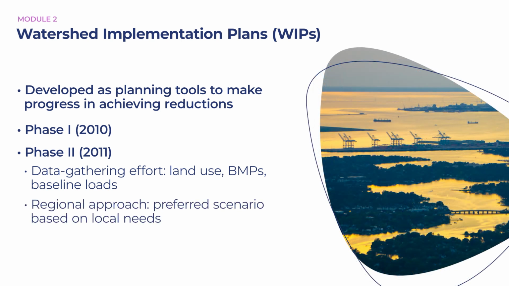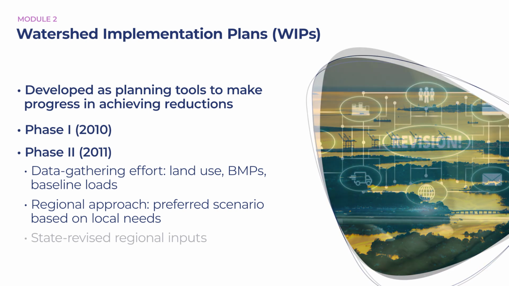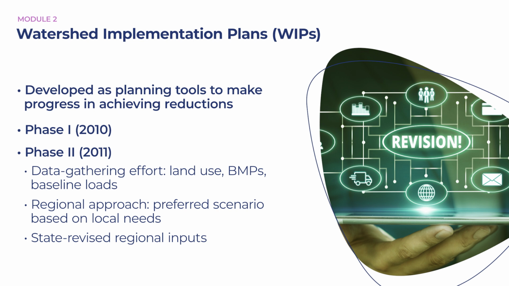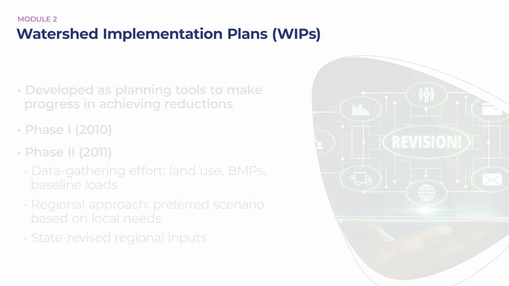The Phase 2 WIPs also took on a regional approach in Virginia, where localities and planning district commissions developed a preferred scenario based on local needs. However, the state revised the original regional plans, and the final Phase 2 WIP didn't necessarily reflect practices that could be achieved in those regions.